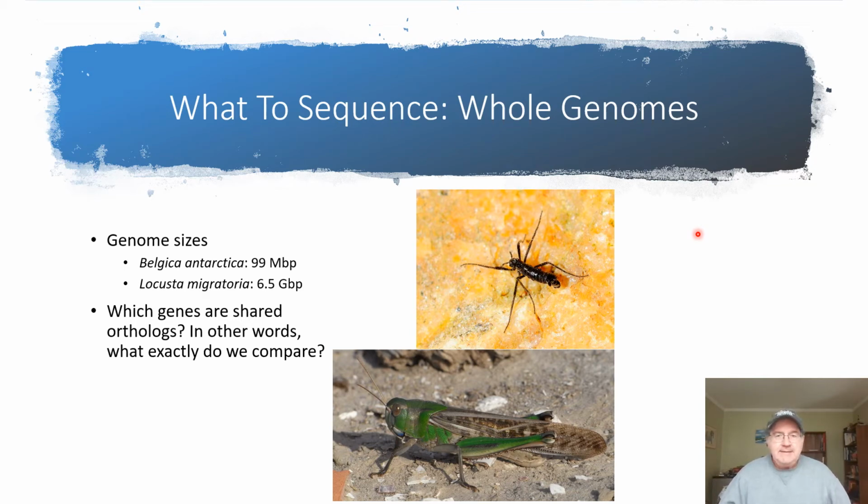In contrast, if you're interested in studying grasshoppers and locusts, you've got a real problem, because their genomes are monstrously larger. The genome of Locusta migratoria, the migratory locust, is 6.5 gigabase pairs. So 6.5 billion base pairs, as opposed to 100 million base pairs in Belgica.